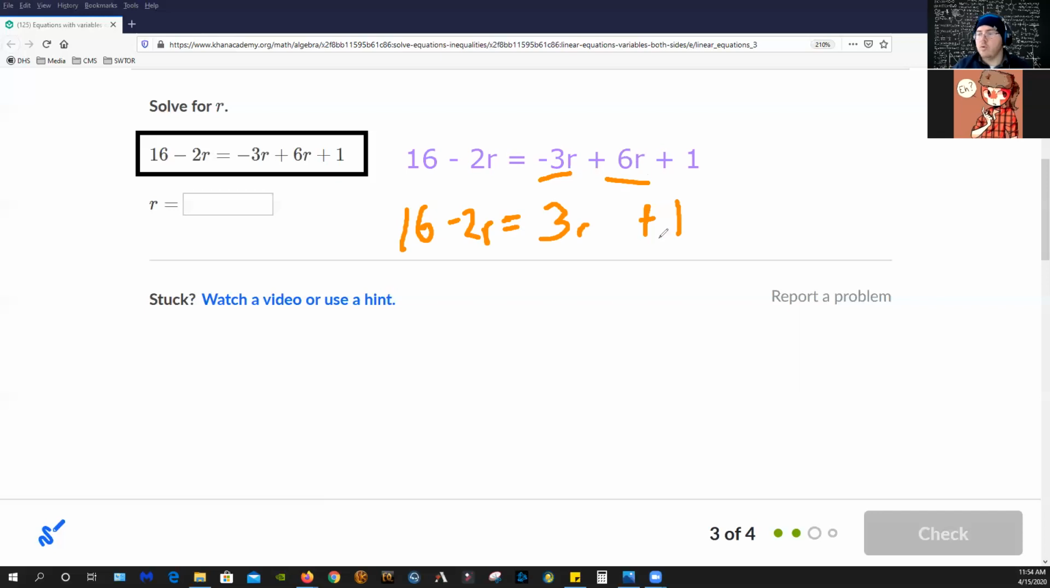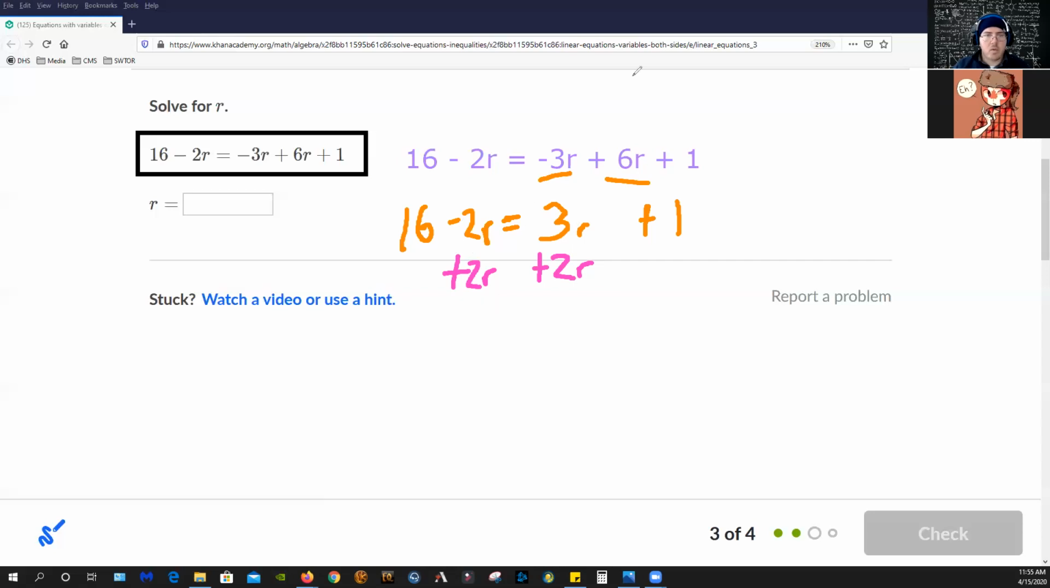Okay, so everyone in chat got the same answer. Let's see if I agree with you. So now, let's do some inverse operations. If I want everything to stay positive, I'm going to add 2r to both sides, because if I were to take away 3r, I'd end up with negative 5r, and who wants to do negatives? If I can avoid it, I will engineer it to do that.